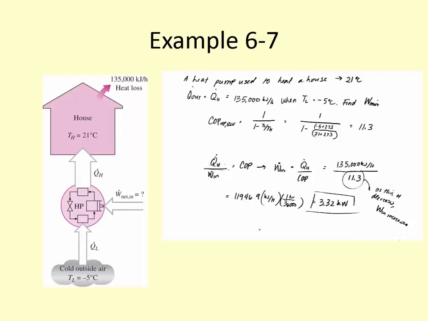Okay, so Q dot H is 135,000 kilojoules per hour, and our coefficient of performance is 11.3. So we can convert this from kilojoules per hour to kilojoules per second, which will give us kilowatts. There's 3,600 seconds in an hour, so we need to multiply by 1 over 3,600 seconds, 1 hour. And we get 3.32 kilowatts.